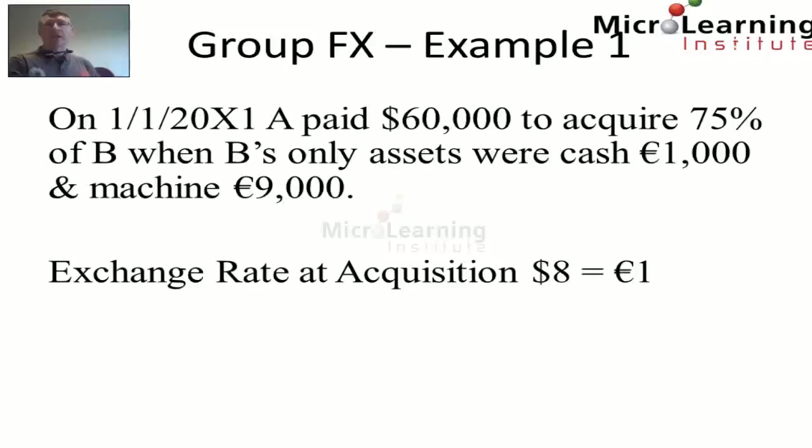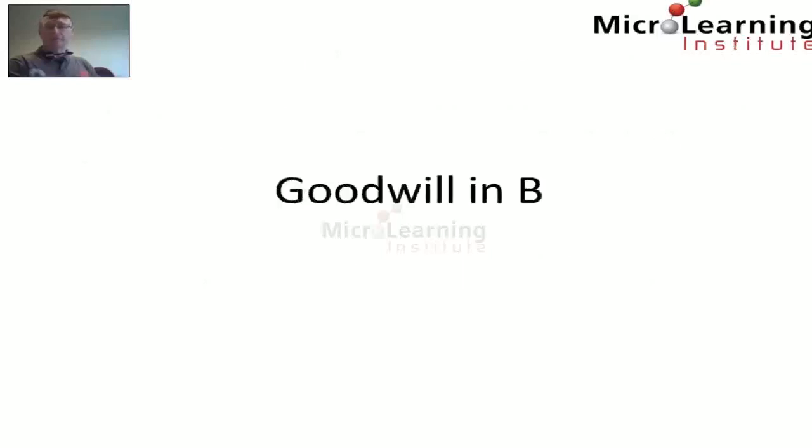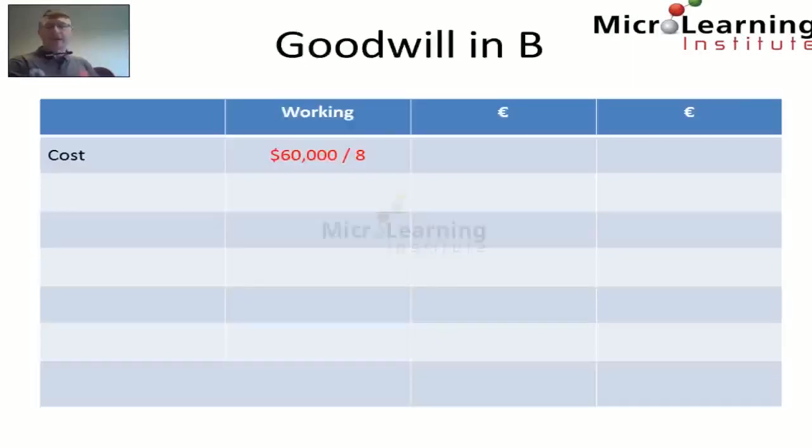Now the question states that on the 1st of the 1st 20x1, company A paid $60,000 to acquire 75% of B, when B's only assets were cash of €1,000 and a machine at €9,000. And on that date of acquisition, $8 was equivalent to €1. So the first thing we do is look at what goodwill arose on the acquisition of B by A.